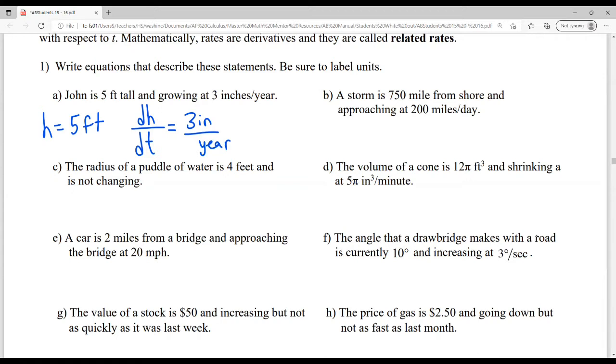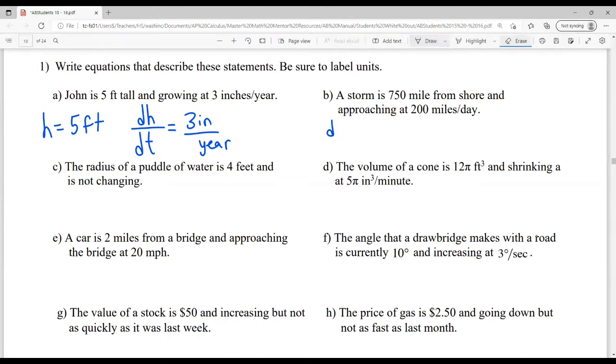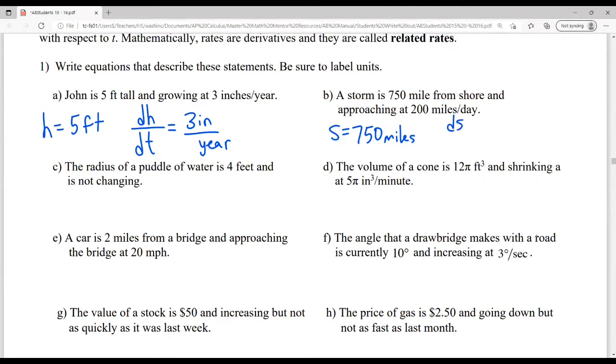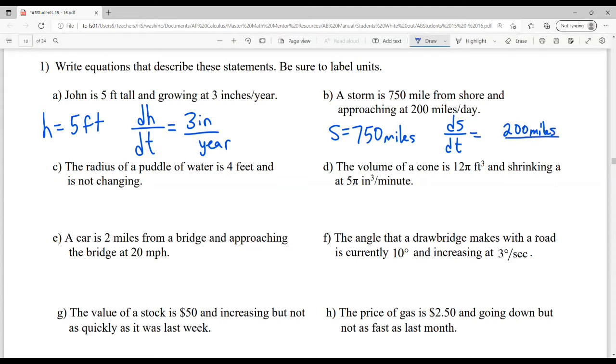Part B, a storm is 750 miles from shore. Typically we don't use D for distance. Let's use S. So in this case, the distance that this storm is from shore is 750 miles. Now, how is that changing? So the derivative of the distance of the storm with respect to time is equal to 200 miles per day.